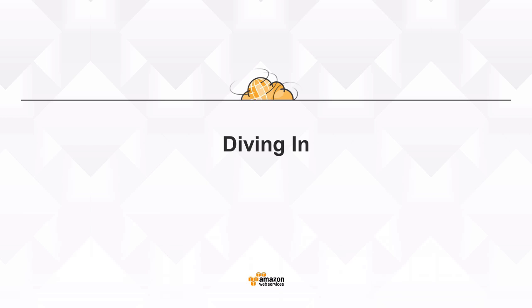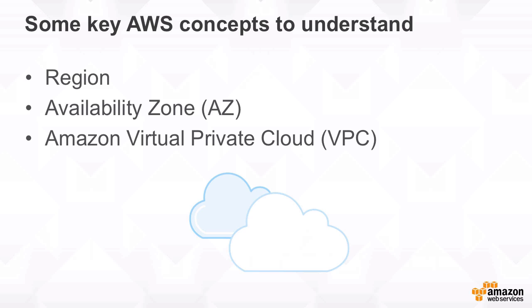So now let's dive into the file system. Those are some key concepts that are probably already known to AWS users, but are very important to understand how Amazon Elastic File System works: the region, the availability zone, and the Amazon Virtual Private Cloud.